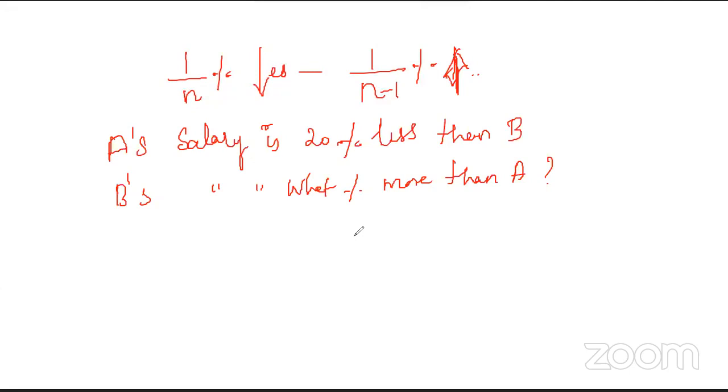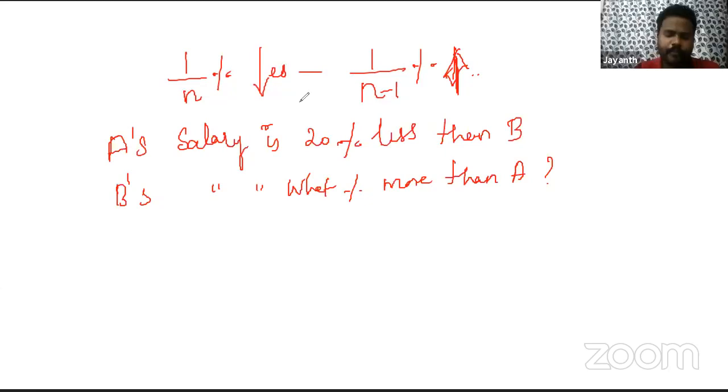25, sir. What is the answer? 25%, sir. Good, that's it. Whenever this kind of problem comes, you can easily answer. 20% is nothing but what? 1/5. 1/5 less means 1/4 will be the increase. 1/4 of 100 is nothing but what? Which is 25%. Guys, is it clear?